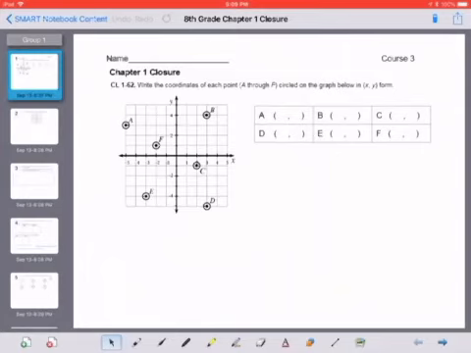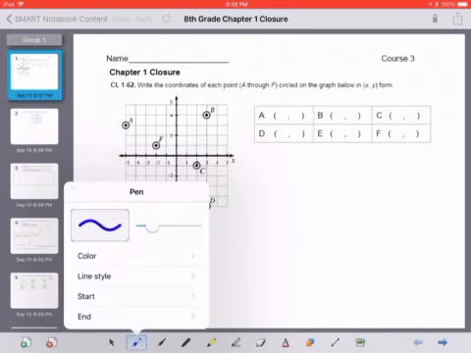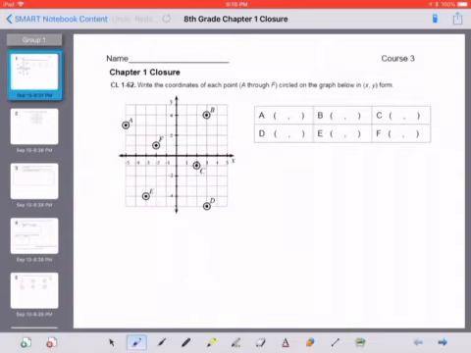Here are the corrections for the Chapter 1 closure. So for problem 162, it says write the coordinates of points A through F circled on the graph below in X, Y form. So A is at -5, +3.